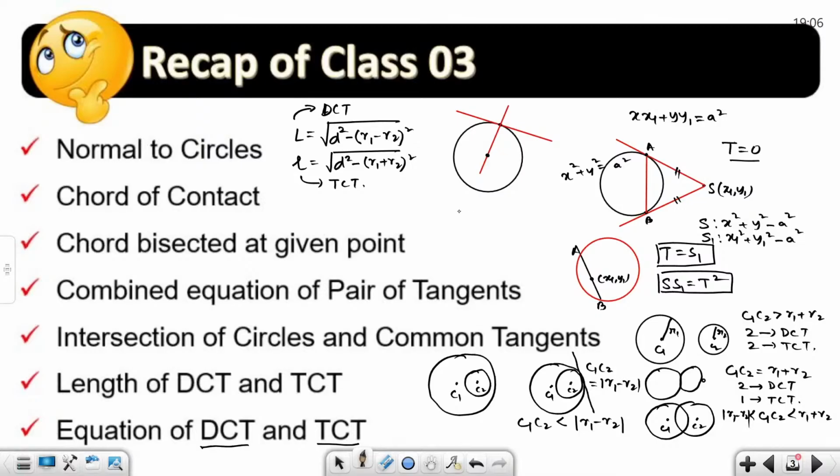Then we have learned about how to find out the equation of DCT and TCT. For direct common tangent, we have learned that the line joining the two centers of the circles will intersect the direct common tangent at a point which divides the line joining the two centers in the ratio R1 is to R2 externally. And for transverse common tangent, the transverse common tangent will intersect the line joining the two centers of the circles in the ratio R1 is to R2 internally. And then we know how to find out the equation of DCT and TCT.